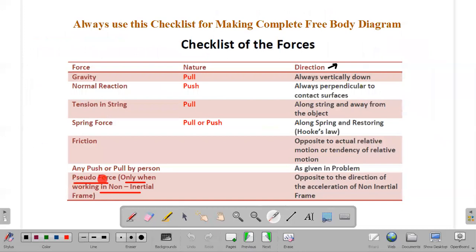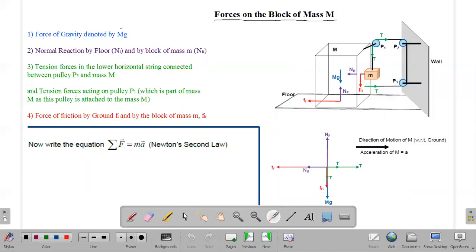Moving to the next part, pseudo force. Is there any pseudo force? Do we need to consider the pseudo force? Answer is no, because we are not working in a non-inertial frame. Motion of this bigger block is considered relative to the ground frame. That means we are considering our observer on the ground frame. So we don't need to consider any pseudo force for this mass capital M.